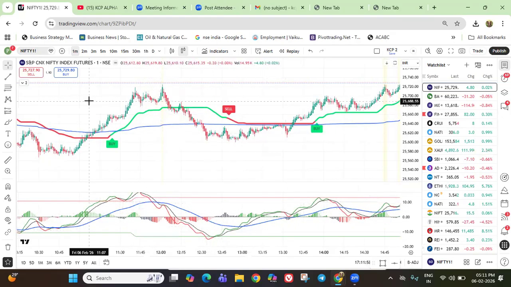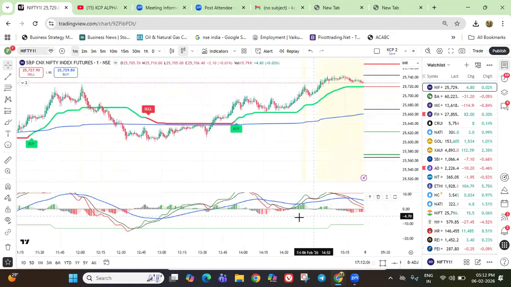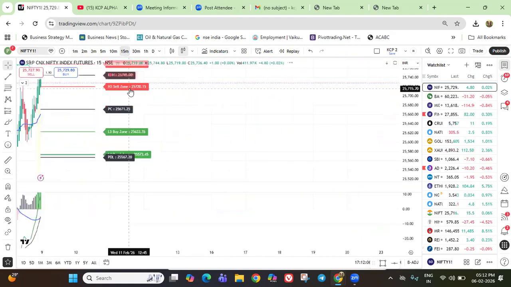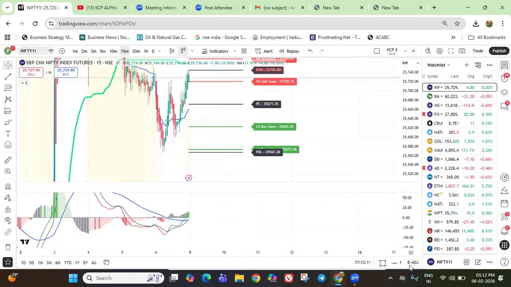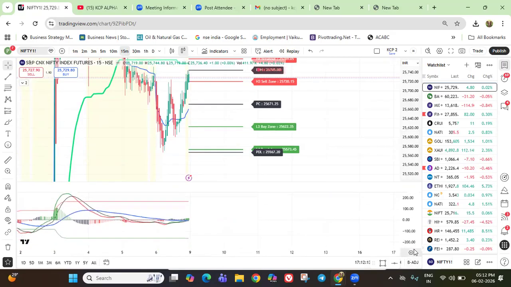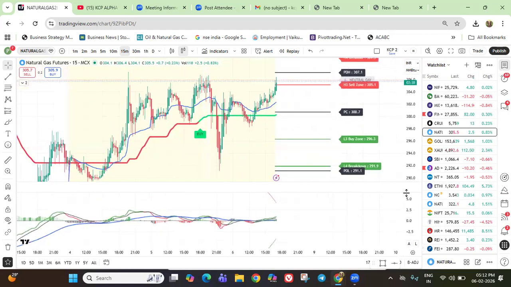Similarly, here you can see I'm checking this chart in 1 minute time frame. In 1 minute time frame, this indicator gives this much accuracy. For example, if you see in 15 minutes, see the accuracy of the indicator. Here you can see how accurate this indicator is. Not only that, you can check the accuracy of the indicator with any other indices as well.